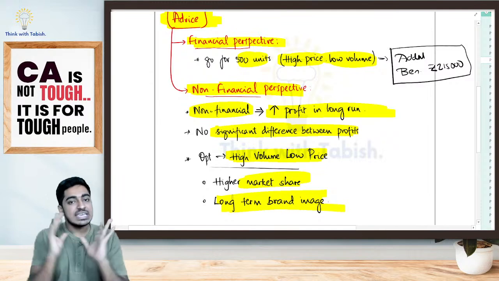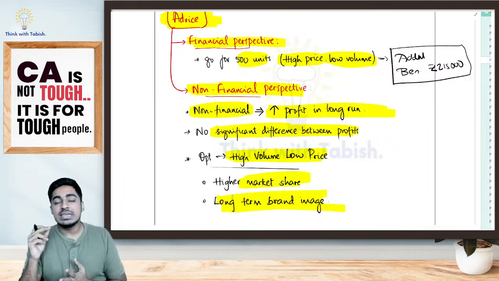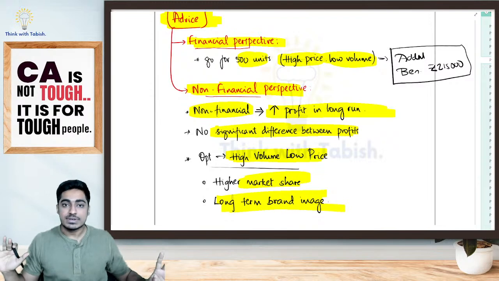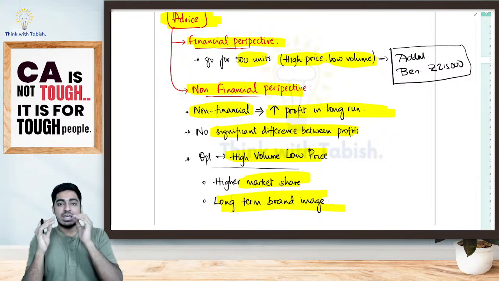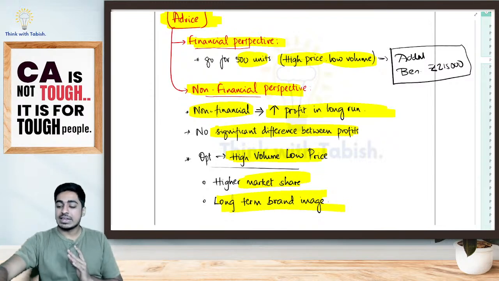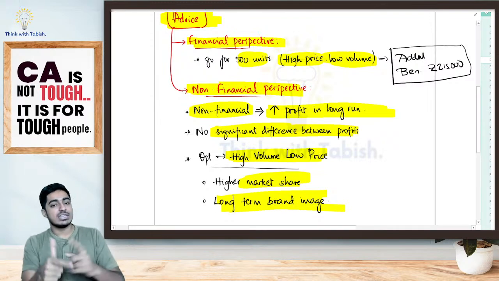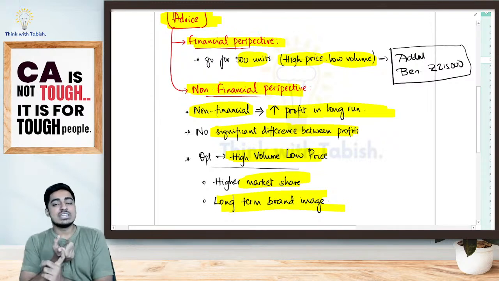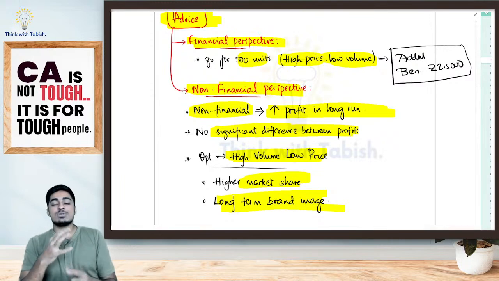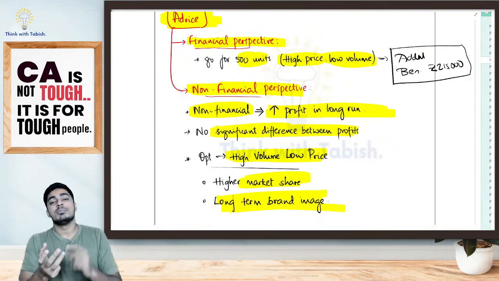This is what ICAI has given. You could have written something else of your own. It does not make a difference. Obviously, you need to have some basic things in mind. Whenever we are giving an advice, we should tell financially, non-financially. Non-financially, what we are telling: non-financial factors will not increase profit in the short run, but in the long term, it will help us to increase our profit.